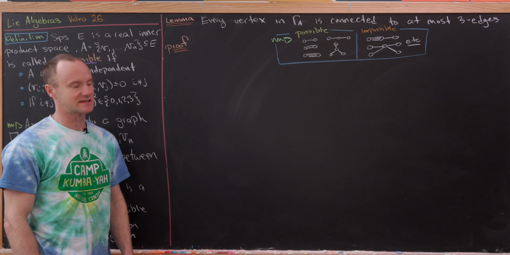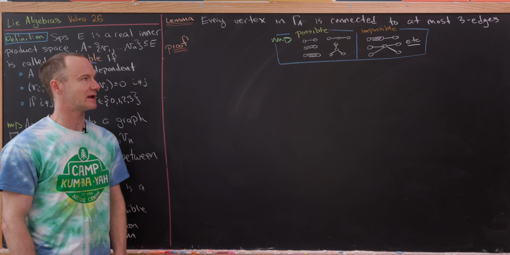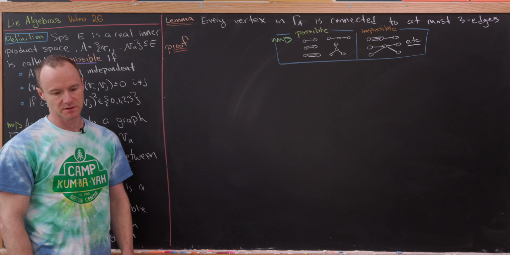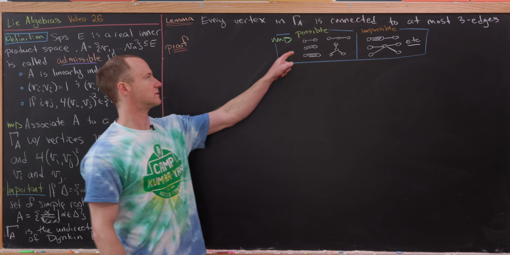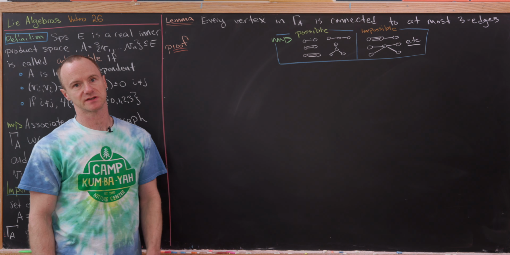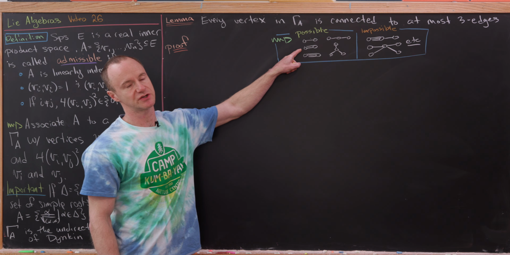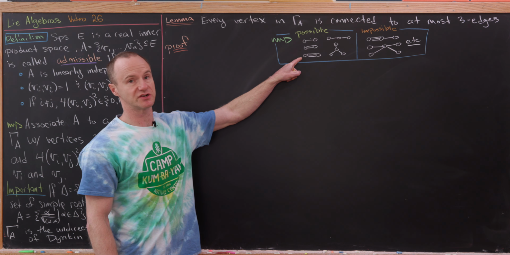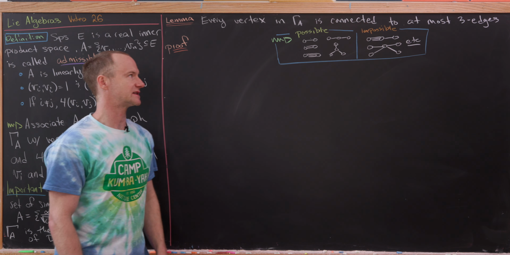Okay, so for our next example, we'll show that every vertex in gamma A is connected to at most 3 edges. So the following pictures are possible. So this is kind of obviously possible. Each vertex in that picture is connected to 1 edge. Here, each vertex is connected to 2 edges. We have a double edge. Here, a triple edge. That's okay. Here's another one where that middle vertex is connected to 2 edges.